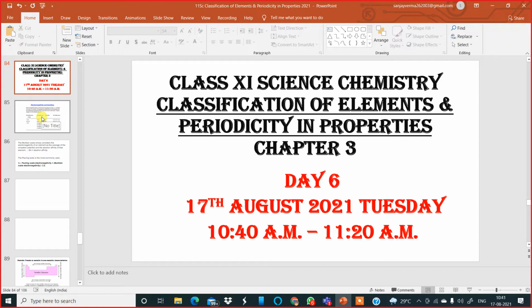Now, there is one more thing I need to clear with you all with regard to electronegativity in today's class. You must be knowing what is electronegativity. It is the tendency of an atom of an element to attract the bonding or shared pair of electrons towards itself in a covalent bond. This electronegativity concept is so important. It helps us to understand and remember how and why chemical or organic reactions take place.